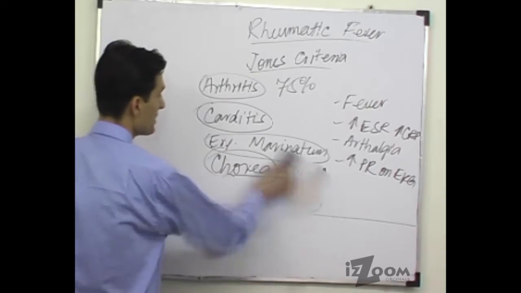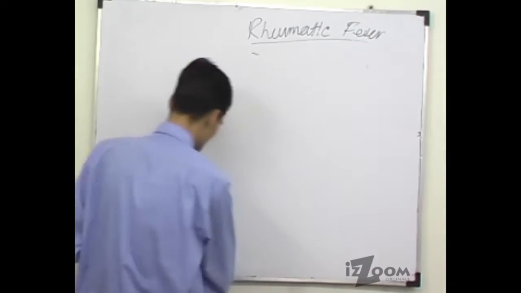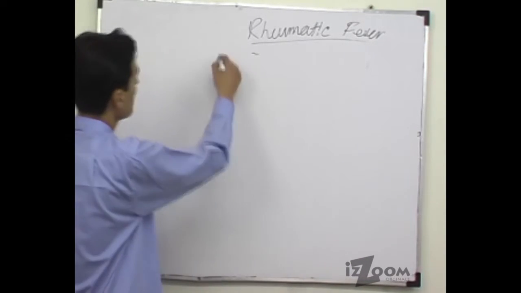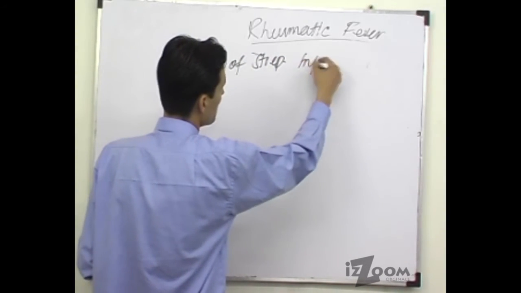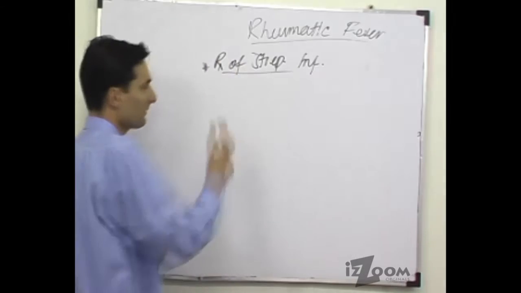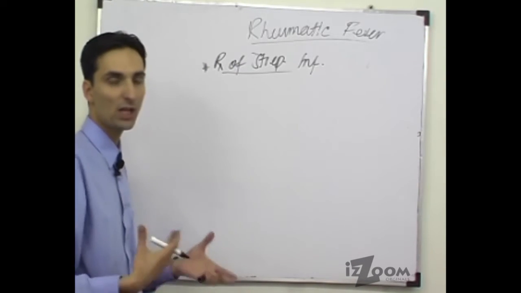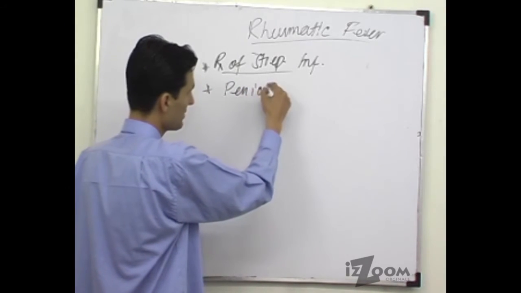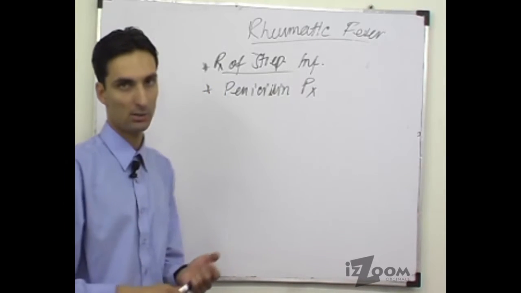So how do you treat a case of rheumatic fever? Well, rheumatic fever is treated by treatment of the streptococcal infection with penicillin. If there is a streptococcal infection, just treat that with penicillin. And to prevent the recurrence of rheumatic fever, you give these patients penicillin prophylaxis every month.